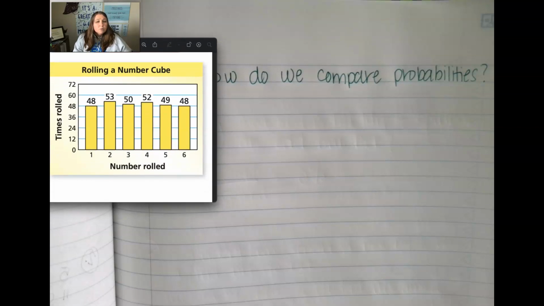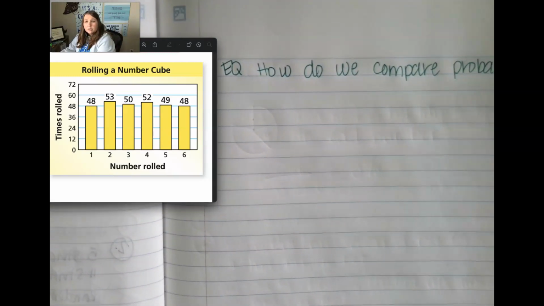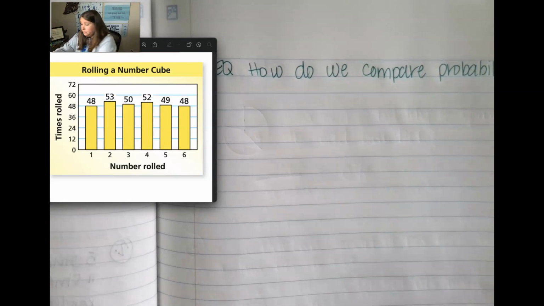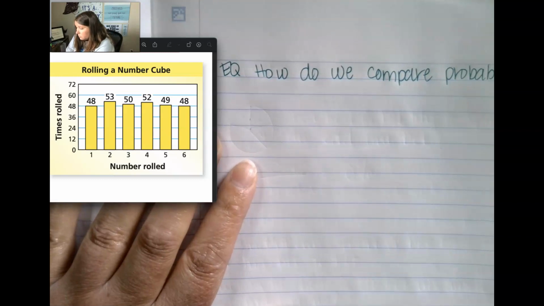Okay, so we have the number that's rolled, we have the times rolled, and we know that the title is rolling a number cube. So we're rolling a number cube. We're going to have the numbers rolled and the times rolled. So in our first question, it says, how does the experimental probability of rolling an odd number compare to the theoretical probability? So we want to roll an odd number. So example number 1.